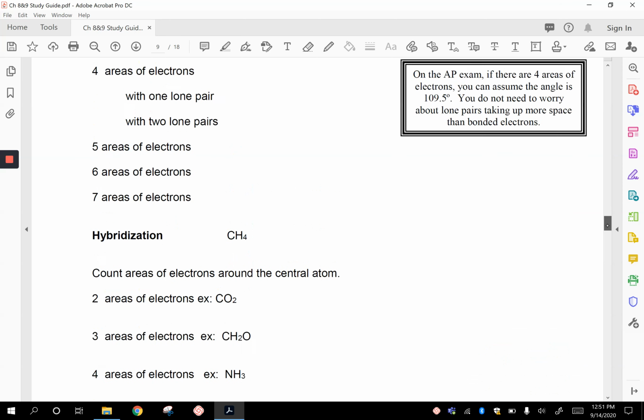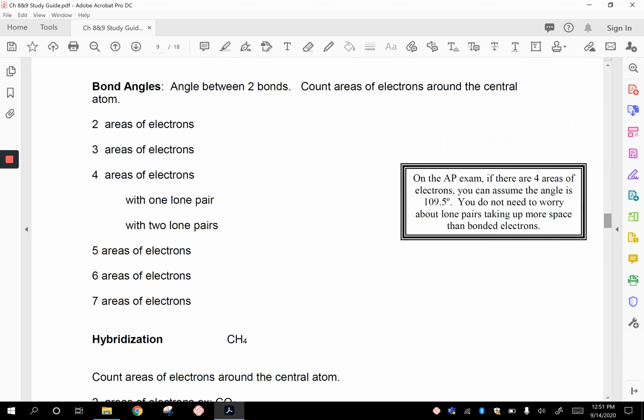Now let's look at the bond angles. The first thing that I do after I draw my Lewis dot structure is count how many areas of electrons I have around the central atom, and that helps me come up with the bond angles, the hybridization, and then later on the shapes as well. So let's say that your central atom has 2 areas of electrons around it. The farthest you can put 2 things away from each other is 180 degrees. And so the bond angle would be 180 degrees here.